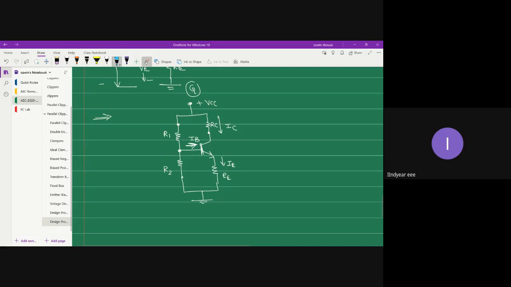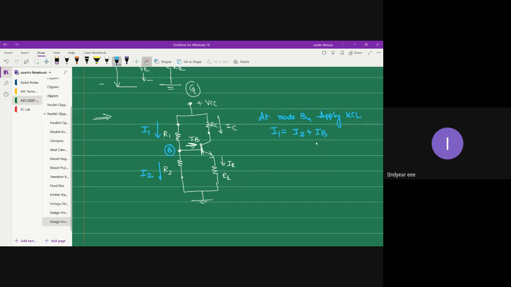Now, through R1, let's consider current I1, and through R2, let us consider a current I2. At node B, you can apply KCL. When you apply KCL, what do you get? Incoming current is I1 and outgoing currents are I2 and IB. So I1 is equal to I2 plus IB.